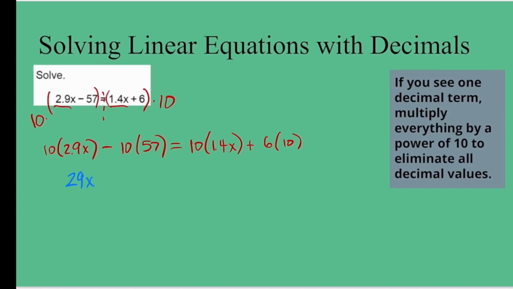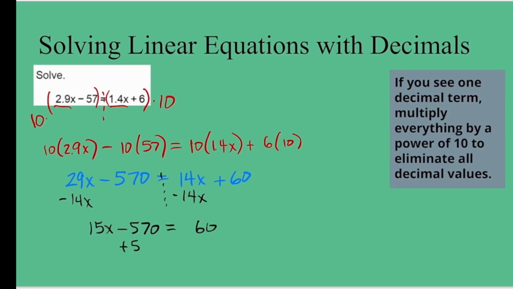Now we have 29x, 570, 14x, and 60. So now we have an equivalent equation that's going to give us the same answer as the previous equation. So I'm going to subtract 14x from both sides of the equal sign. So I get 15x minus 570 equals 60.